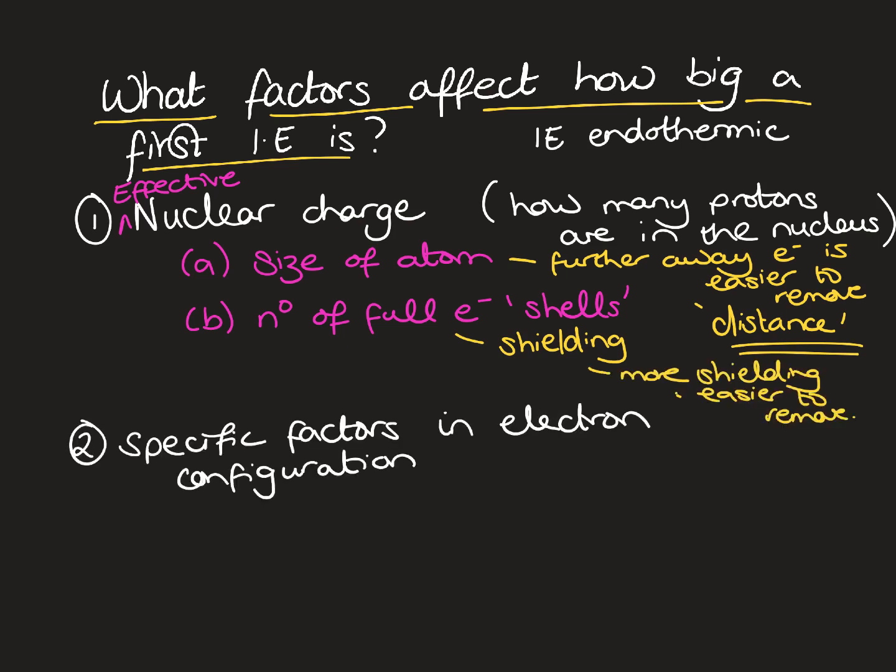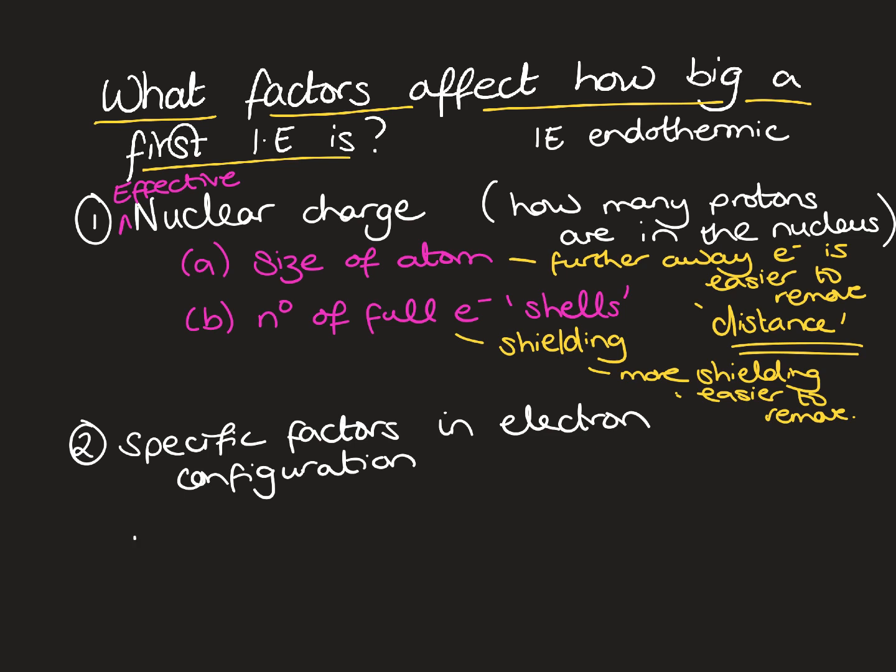The second thing you have to consider is any specific factors related to the electron configuration itself. With this, you need to be confident in writing full electron configurations with s's and p's and d's, but primarily, because we tend to consider the first few periods of the periodic table, really only s's and p's, but you do need to be confident with these.